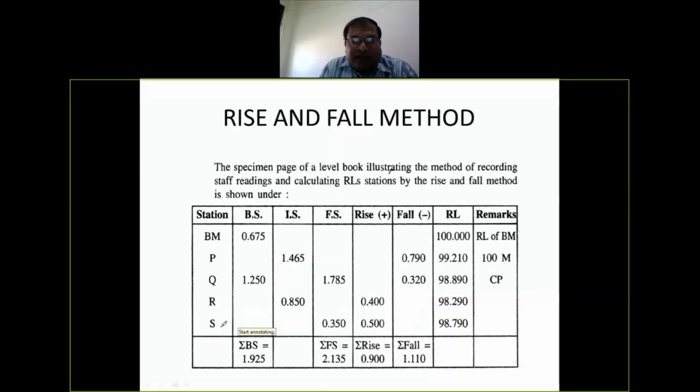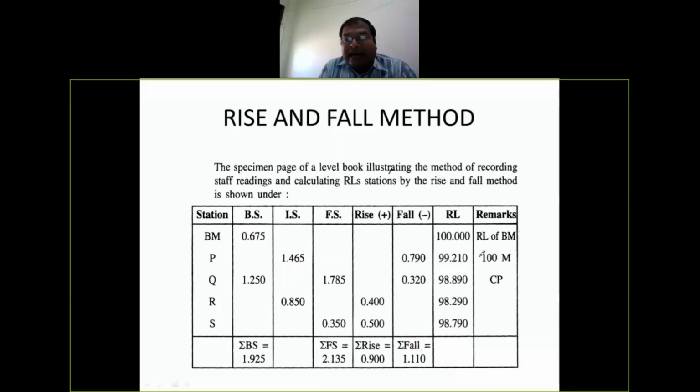Same way you have to calculate at station S with respect to R, the difference of these two station points, 0.850 minus 0.350. Your difference comes positive again, so you have to add it into the rise column. And then after, what you have to do? You have to simply do the summation of all the backsight readings, all the foresight readings, all the rise readings, all the fall readings. Because here there are three checks in the rise and fall method.